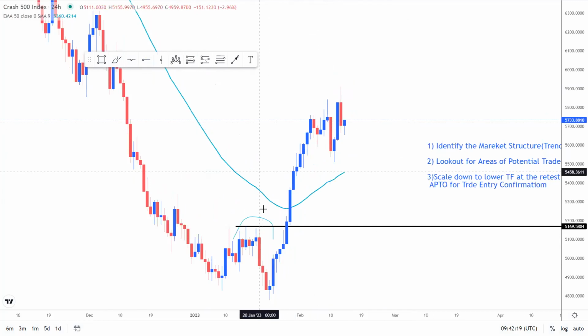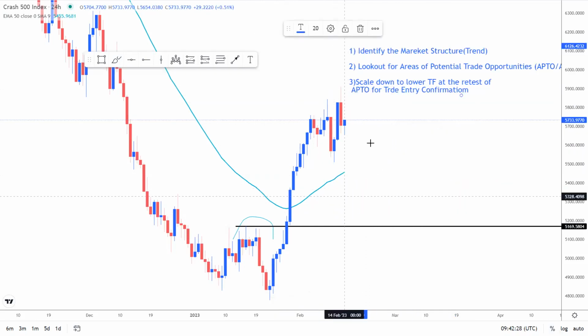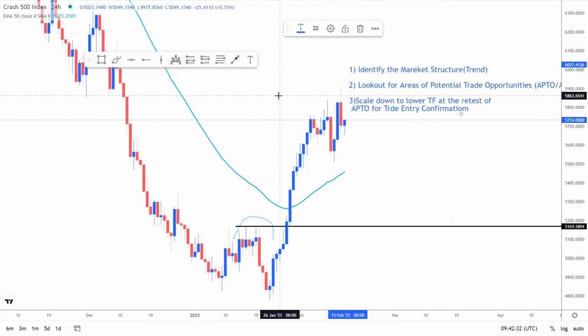So here we are very much looking for potential buying opportunities, since we've identified the market structure from the daily time frame as bullish. And this takes me down to what?